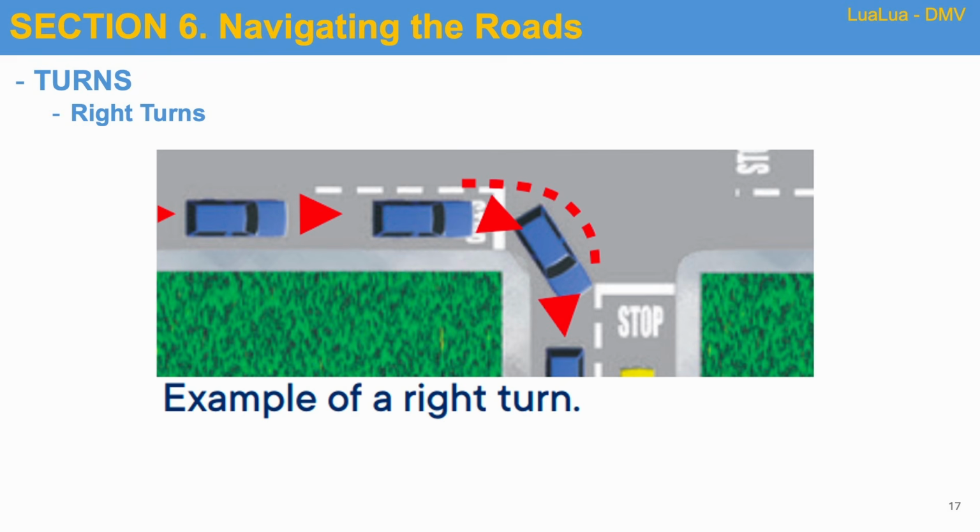Look both ways, left, right, left, and turn when it is safe. Complete your turn in the right lane. Do not turn wide into another lane. Right turn against a red light. You may turn right at a red light after a complete stop unless there is a no turn on red sign. Follow the same steps listed above for right turns.